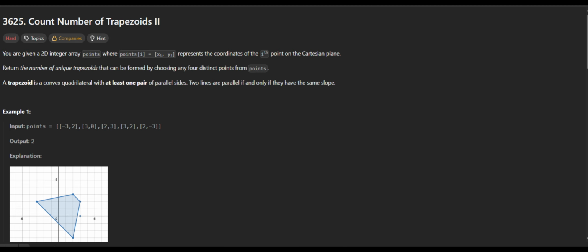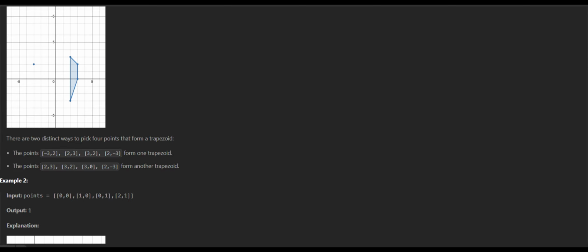Today we're working on a hard geometry problem from LeetCode. Count number of trapezoids 2. We're going to solve this using 4 core concepts: arrays, hash tables, math, geometry. Let's get started. Example 1.